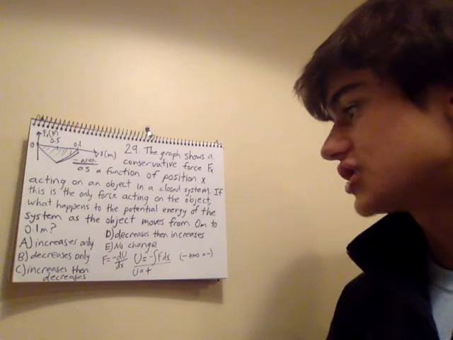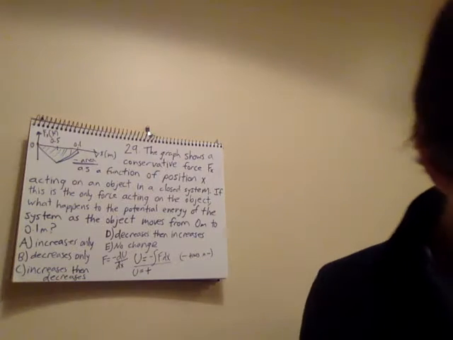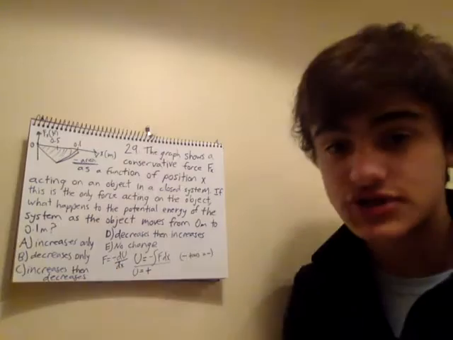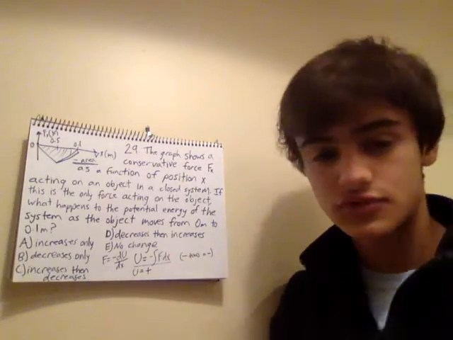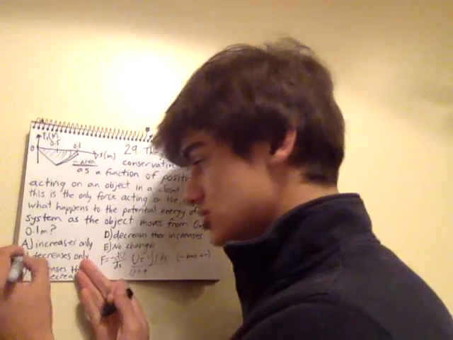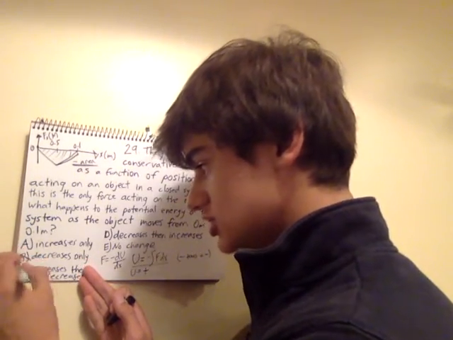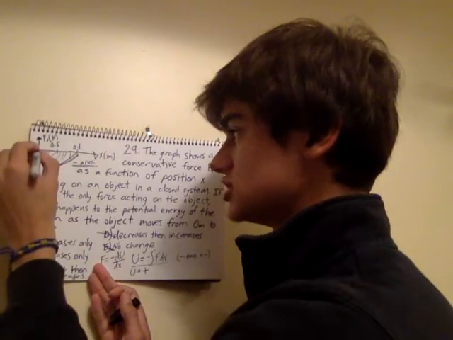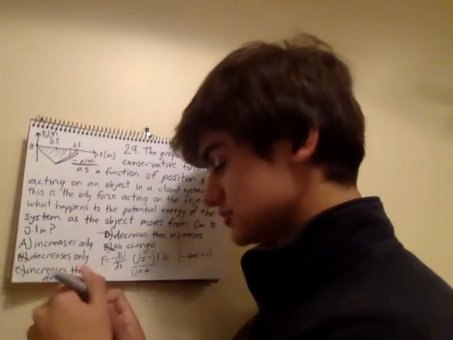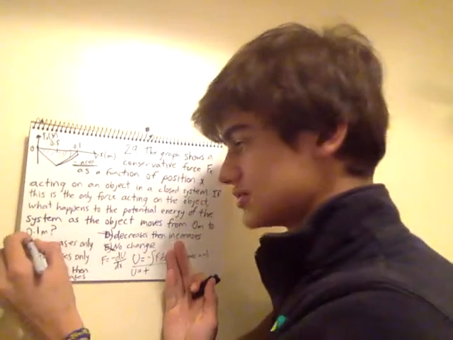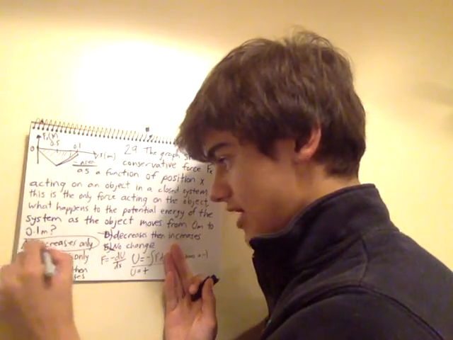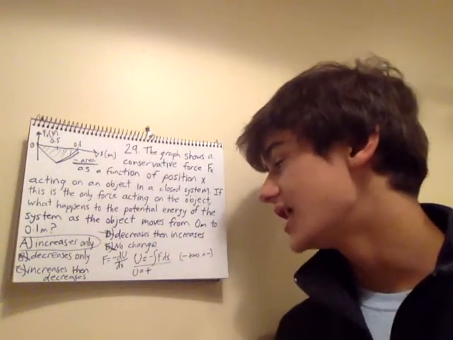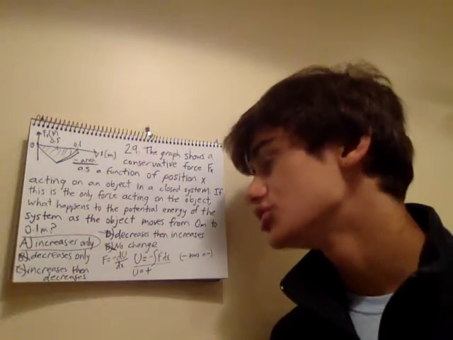So if our potential energy is going to be positive the whole time, it's going to only be increasing during this period. We know that it cannot be B, decreases only. It can't increase then decrease. It cannot decrease then increase. And it definitely changes, because looking at this graph, there is change. So that means our answer is A: the potential energy of the system increases only as the object moves from 0 meters to 0.1 meters.